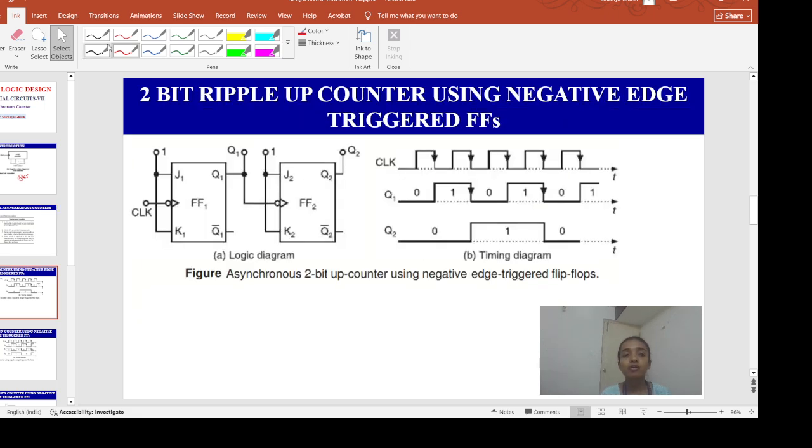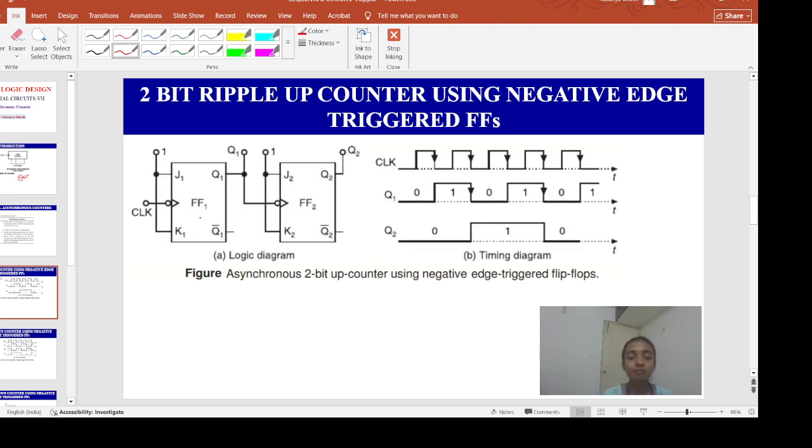Okay, so let's discuss the 2-bit ripple up counter using negative edge triggered flip-flops. In this figure, what are we observing? We are observing a 2-bit up counter. It will count in the order of 0, 1, 2, 3, because this is 2-bit, right? So after 00, 01, 10, 11, it will again start counting from 00, 01, 10, 11, like that.